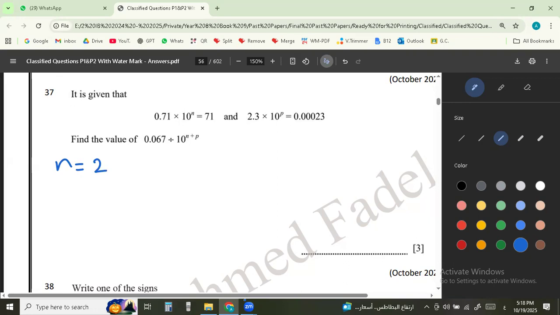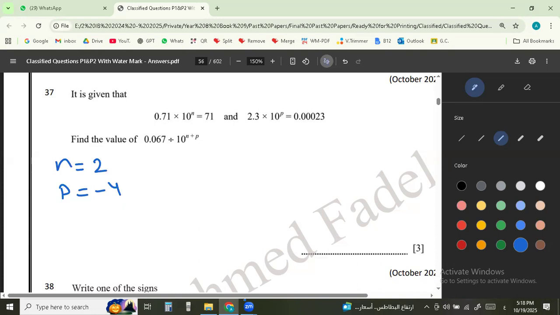And here, what is p? Mister, I moved the decimal point 4 digits to the left. 4 digits to the left, it is -4 in the multiplication. Moving it to the left means that the power is negative. I moved it 4 digits to the left, so it is -4.